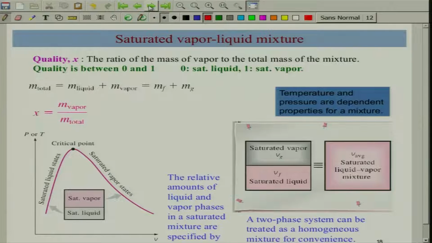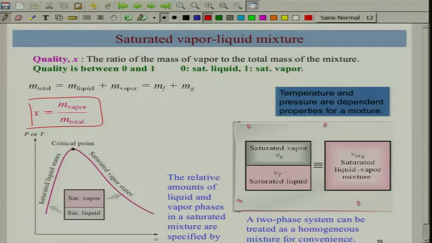Let us look at a saturated vapor-liquid system: how do you define the amount of vapor present in a given system? We often use a term called quality. Quality is nothing but the ratio of the mass of the vapor to the total mass of the mixture. This is the definition of quality. And this becomes very valuable in various calculations, and I am going to show some examples with that.